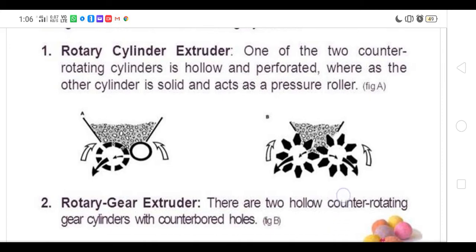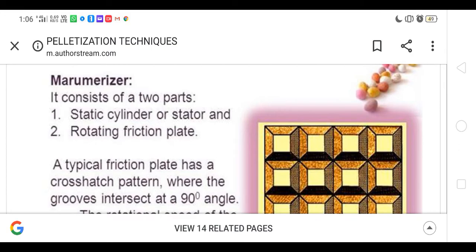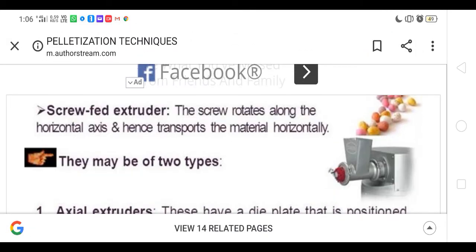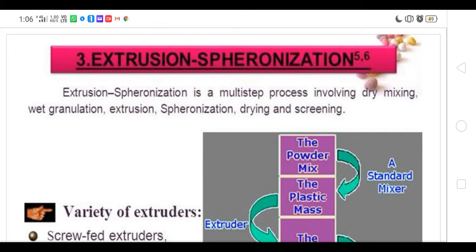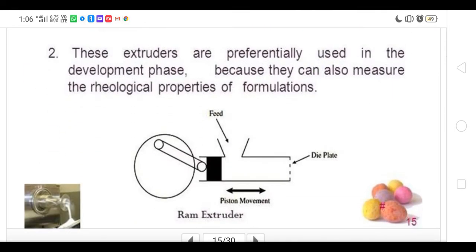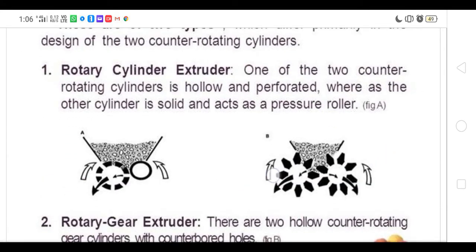Here both the cylinders are hollow gear cylinders, which rotate counter to each other with holes. These holes will pressurize the material against the other cylinder and it will give you the extrudate outside, okay? So these two are gravity fed. Again, to repeat, there are gravity fed and screw fed. Screw fed are of two types, axial and radial. In case of gravity fed, it is of two types, rotary gear and rotary cylinder, okay?